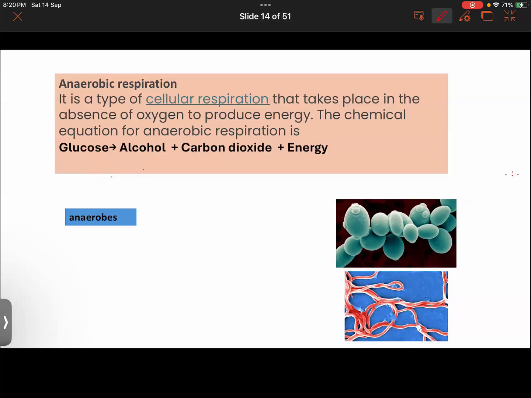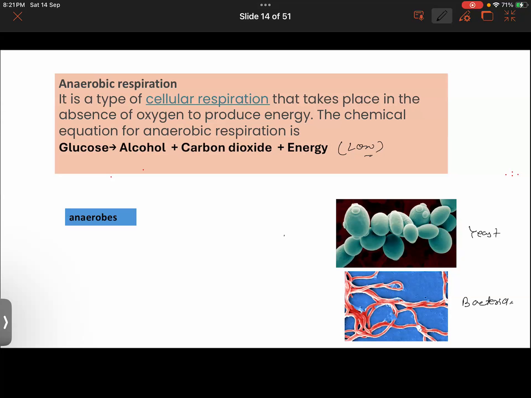Let us learn about anaerobic respiration. So this type of respiration happens in the cells in the absence of oxygen. That is the thing about anaerobic respiration. Since it occurs in the absence of oxygen, the amount of energy released here will be low. So low amount of energy is released in the case of anaerobic respiration. Some of the organisms that go through this are anaerobes, like here we have an example of yeast, or here we have a bacteria.